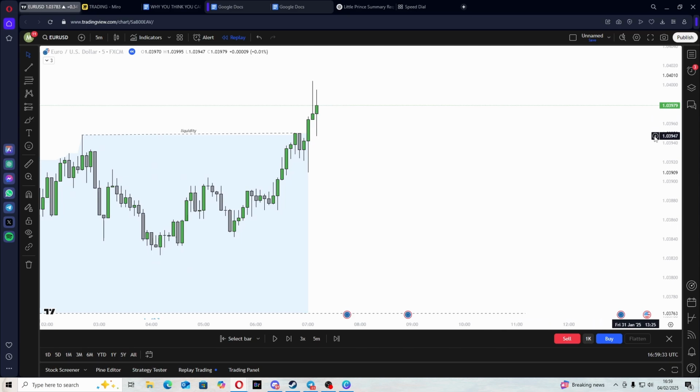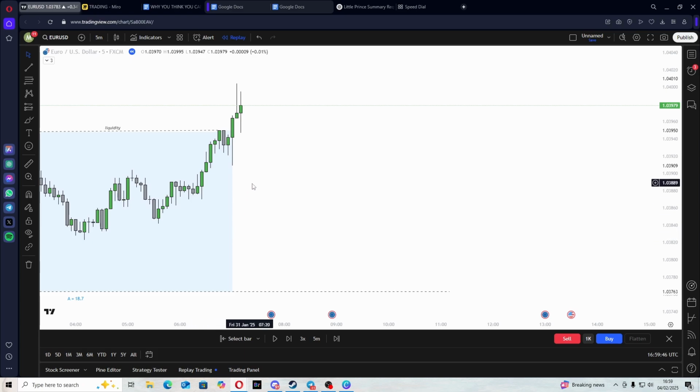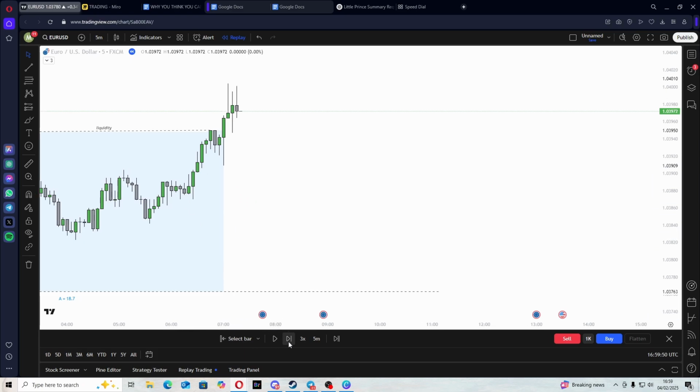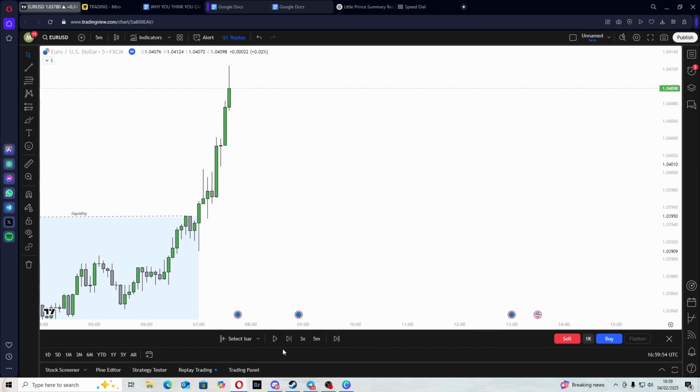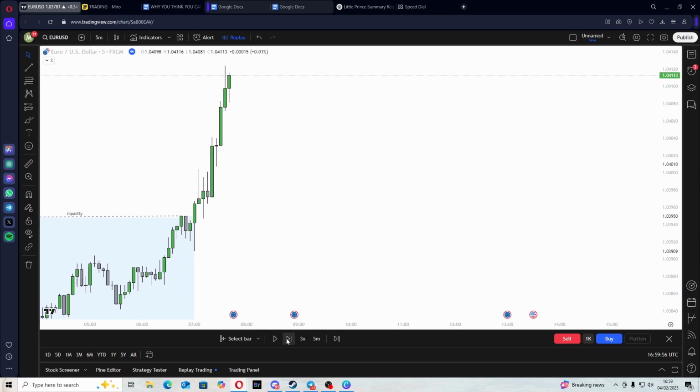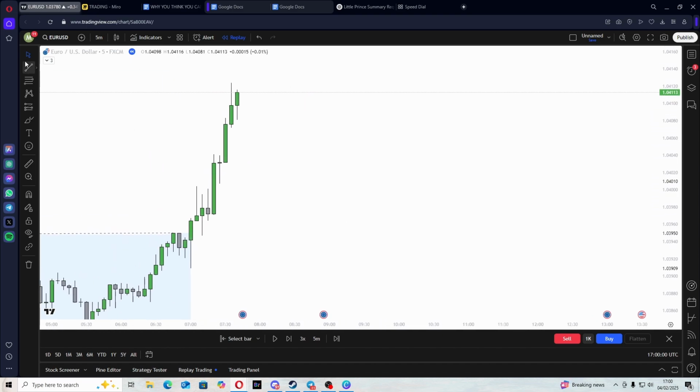So what we're going to do now is find a break of structure where fractional highs and lows have completely been swept, and we need to reinforce the market structure shift with an engulfing candlestick if possible. Let me show you exactly what this means. We need a market structure shift towards the downside now. I'm going to just play price forward. It keeps going up, it's still going up. Now we just need a market structure shift towards the downside. We need to find a fractional low or high. Let me tell you what a fractional low is.